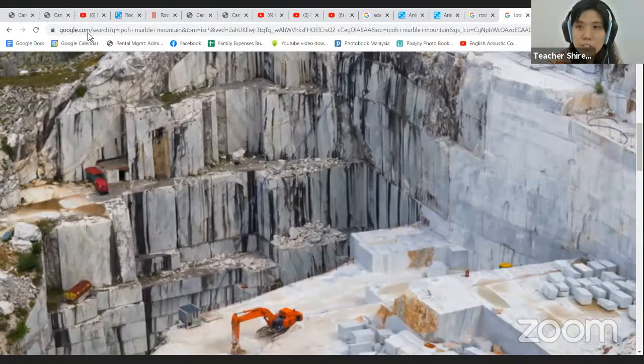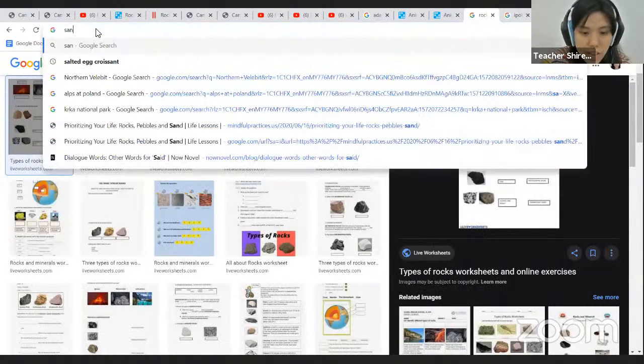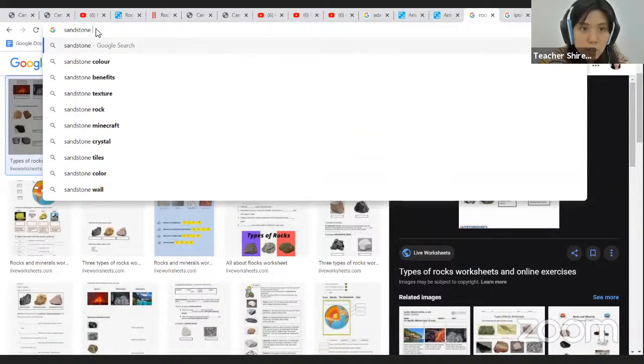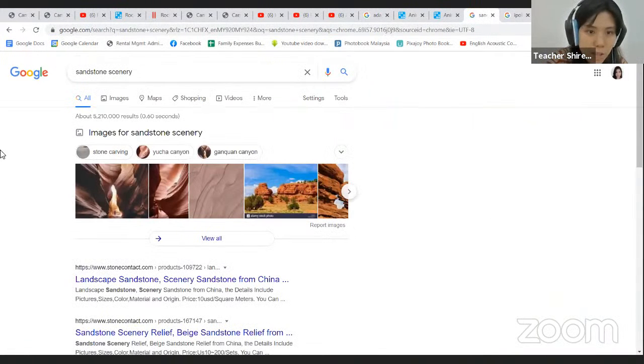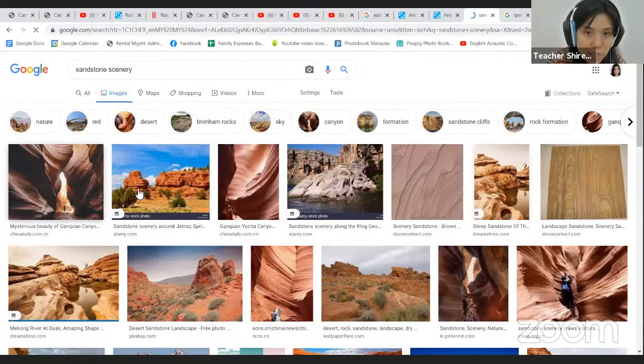So you see, first one you saw was marble. Now let's see sandstone. Scenery. I've been to many nice sandstone places, which is very nice. This is in the US.